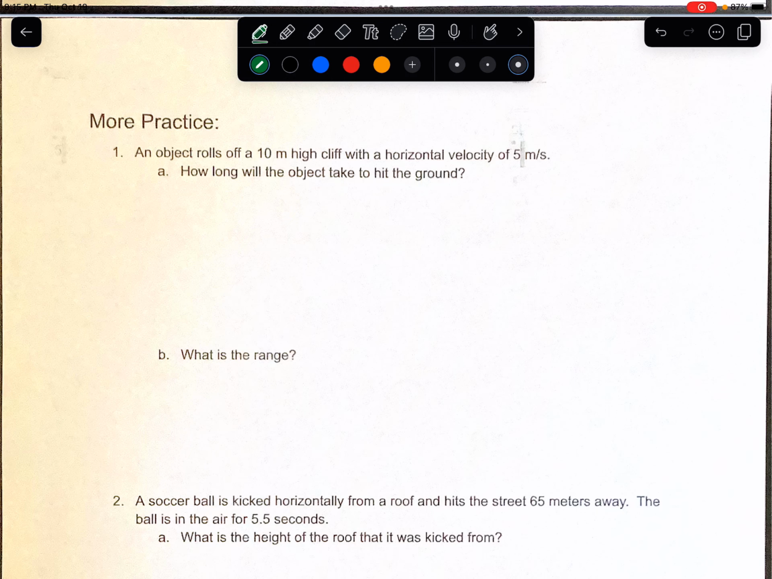All right, so this video is going to go over pages 8 through 10 in your projectiles packet. Feel free to stop or fast forward to whatever you need to. This will be a little bit of a longer video since it's just a lot of example problems, but hopefully this will help you understand a little more.